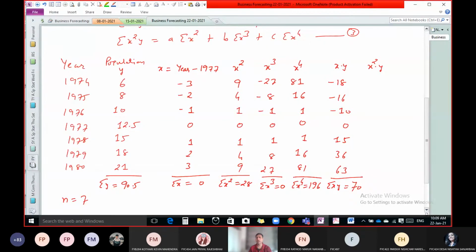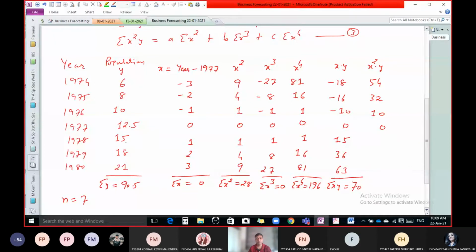Now x square into y. So you have a choice. You can multiply x square with y, or else this xy with this x, or better to do this calculation, x square into y. So 9 into 6, 54. Then 8 into 4, 32. Then 10 into 1, 10.